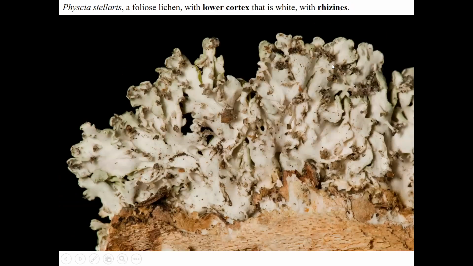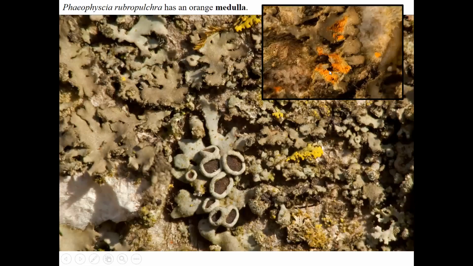This is the undersurface showing the attachment structures, the toothpicks, that is to say, the rhizines. And you'll notice that the lower cortex is white. In some lichens the lower cortex is not white. It's a different color, black perhaps, or yellow perhaps. Sometimes there aren't rhizines. Sometimes there are branched rhizines. So what I want to share with you are pictures of lichens showing some of the features that can help you differentiate different lichens.